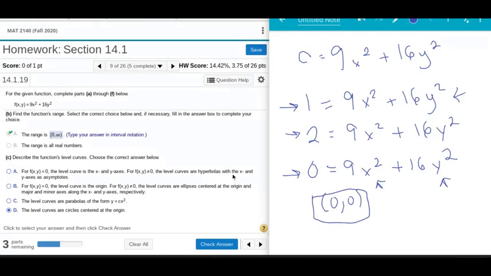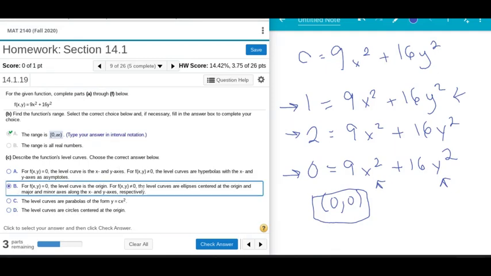So if we look at our choices here, for our function equal to 0, the level curve, part A says it's the x and y axis, part B says it's the origin, so that's got to be right. Let's just check the rest. Anytime we don't set this equal to 0, we get ellipses, which was correct. All right.